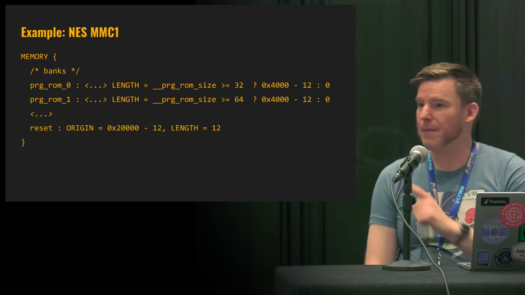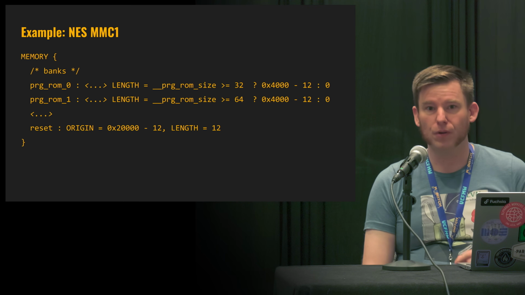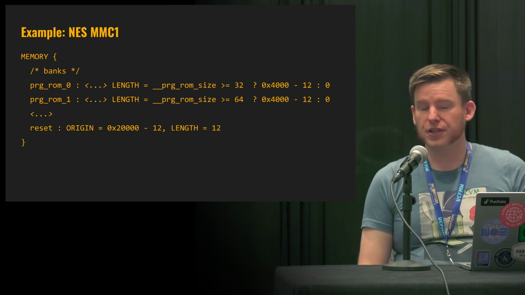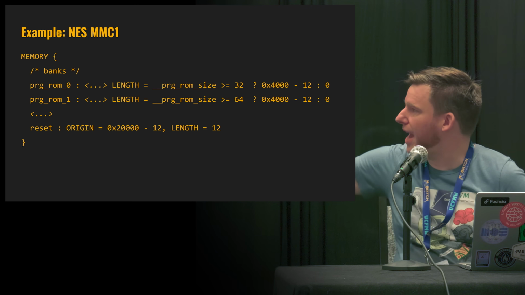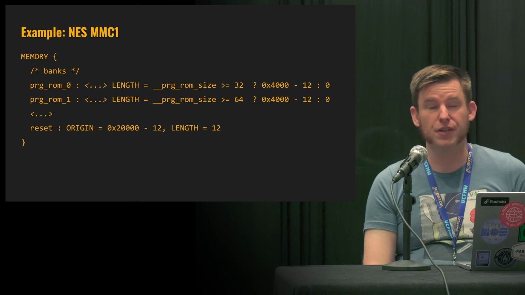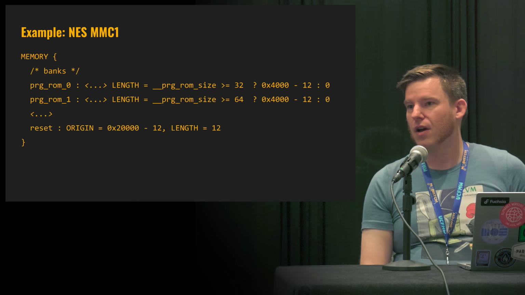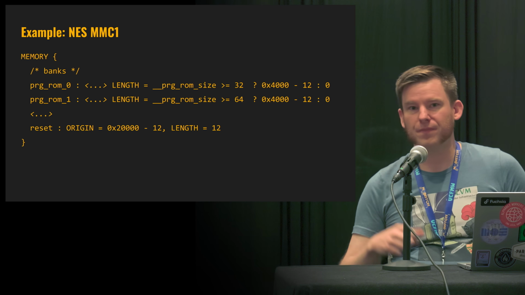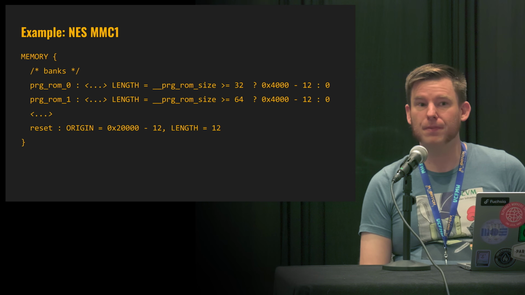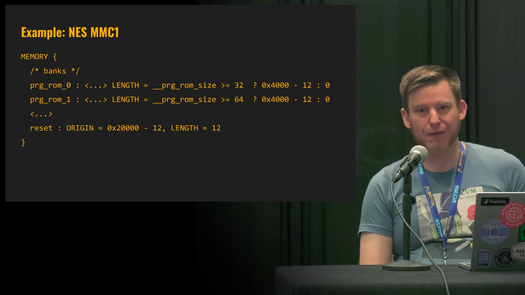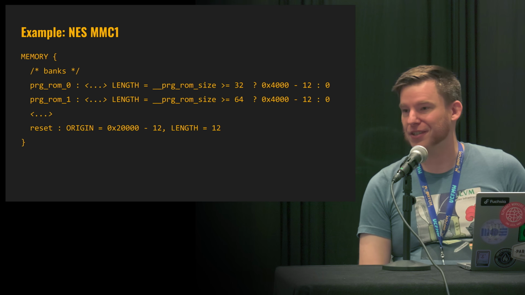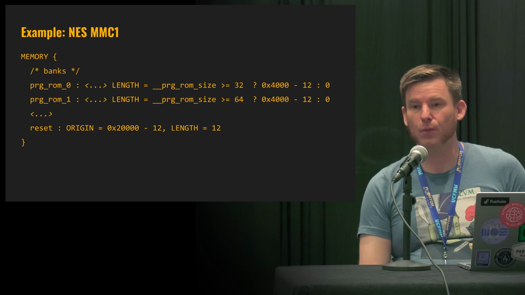So you don't know how many banks there are, but we have a symbol that you can set in your program anywhere for the PRG ROM size. And then we've got these banks where you can put things in. And you can see the length. This is a ternary expression that switches the length from either the size of a bank or 0. So if you try to put things in a bank that you didn't set up, then it'll complain saying, I don't have room, this bank is of size 0, which admittedly is not the best error message, but it'll fail the link, it won't give you garbage.